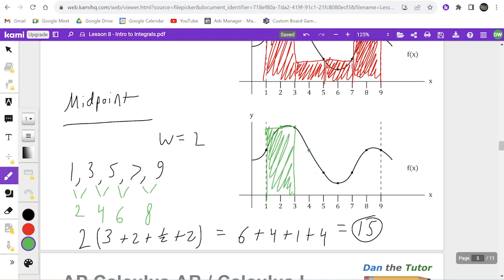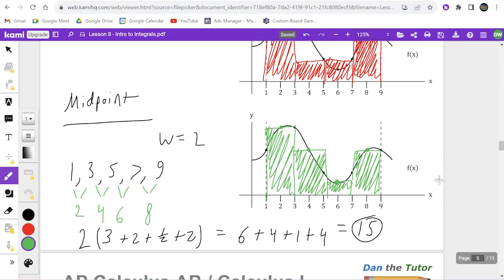Next is from 3 to 5. I'm going to be using 4 as my height right there. Here's 3 to 5. There's my area. Next is from 5 to 7. It's going to be at the height 6. It's going to be that rectangle right there. And then the last one, 7 to 9, hinged at 8. Going all the way to 8 and then going back down. And there's my area.